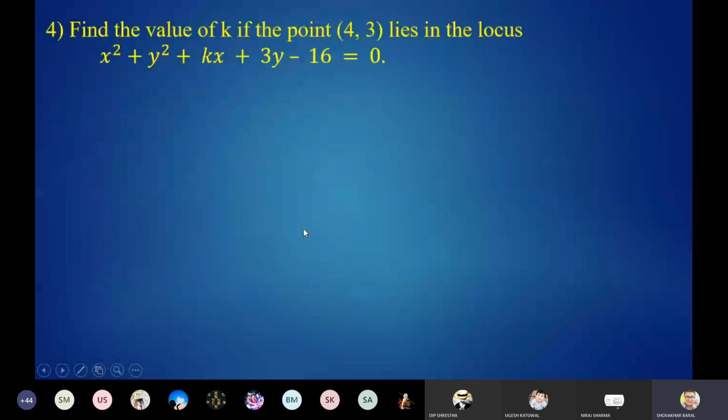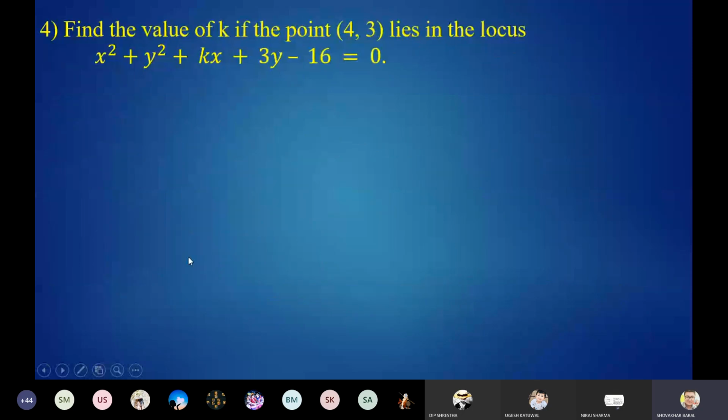Okay, let me explain it. This question is: find the value of k if the point (4, 3) lies in the locus x square plus y square plus kx plus 3y minus 16 equals to 0. This is a locus, the equation is given. It may be a straight line or it may be some certain curve, maybe a circle or something like that. We don't know which geometrical shape it takes, but we know the equation of it.